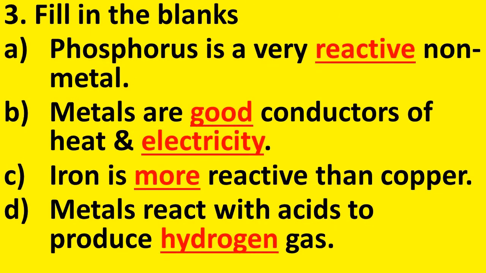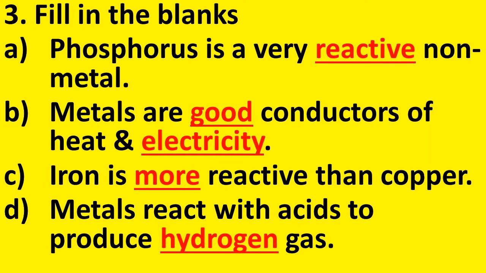Question number 3, fill in the blanks. A. Phosphorus is a very dash non-metal. What is the answer? Phosphorus is a very reactive non-metal. B. Metals are dash conductors of heat and dash. The answer is metals are good conductors of heat and electricity. So, good and electricity are the required answers.